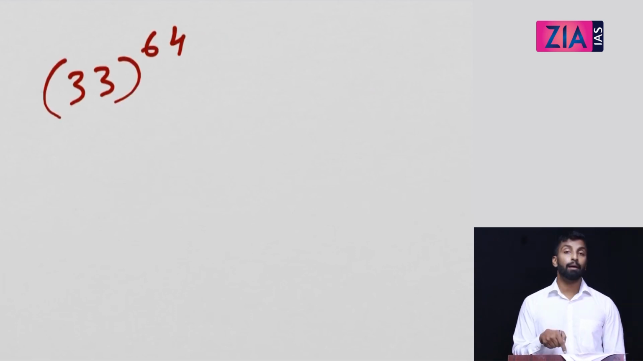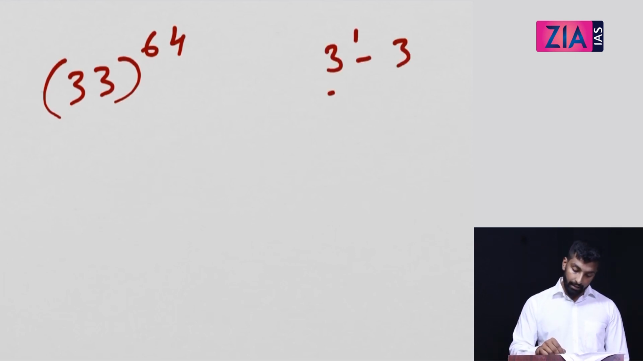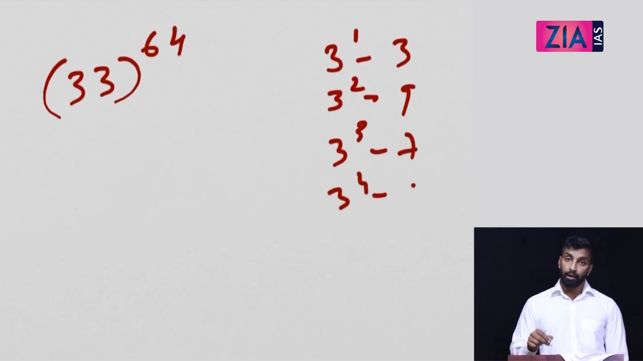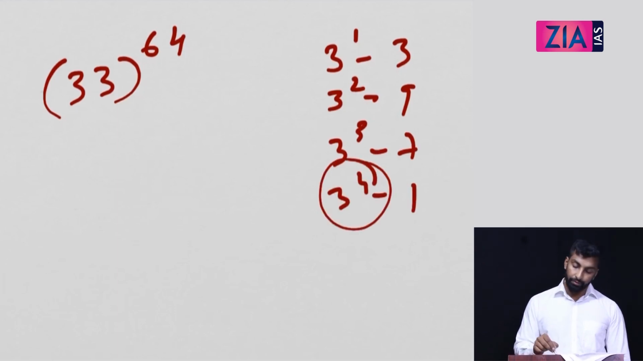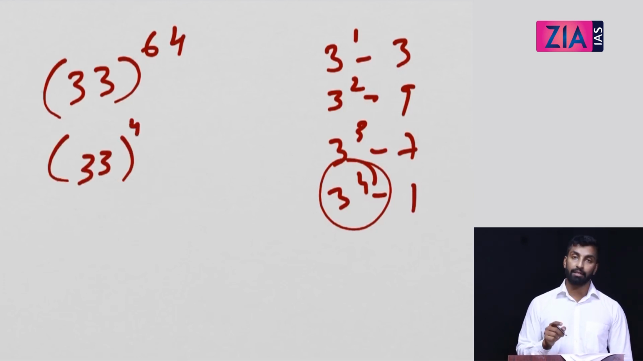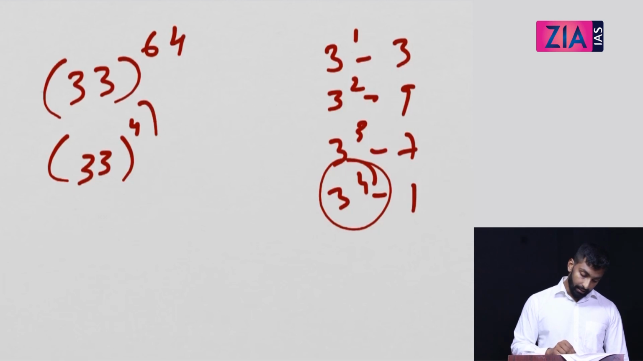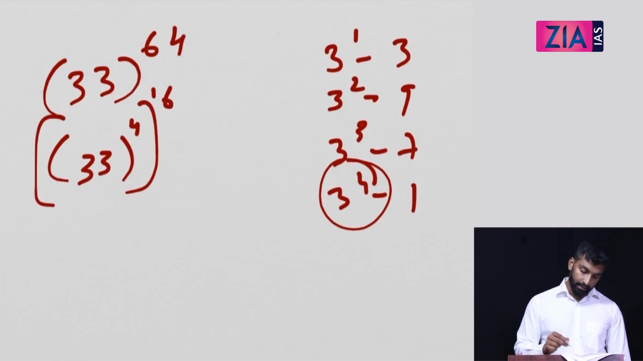So what if it is 33 raised to 64? Then the number is ending in 3. I don't have a method, so what I'll do, I'll convert this into a number ending in 1, right? So I know 3 raised to 1 is 3, 3 square is 9, 3 cube is 7, 3 raised to 4 is 1, right? So if I can write in terms of 33 raised to 4, I can get the number in the bracket which is ending in 1. So this is nothing but 33 raised to 4 raised to 16.